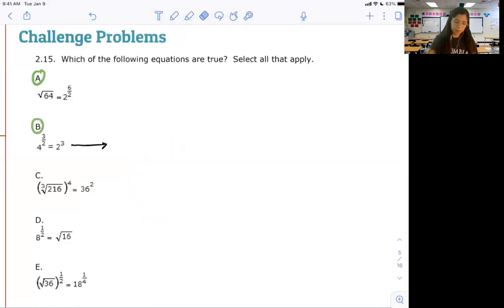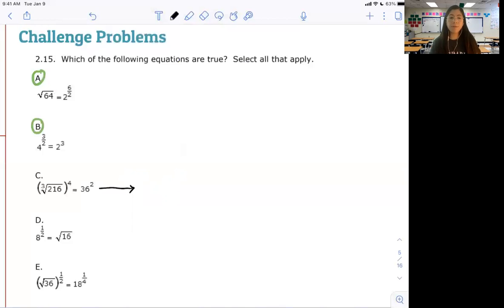Okay, C. C looks challenging, doesn't it? There's a lot going on in this one. But again, we can kind of work with it. So first of all, with C, what I would say is try to do as least amount of work as possible.